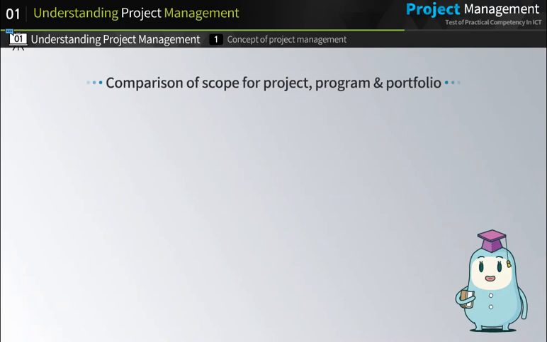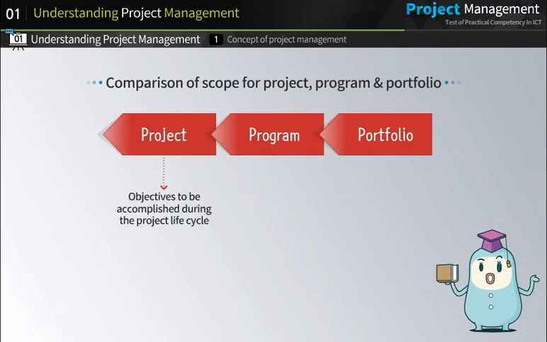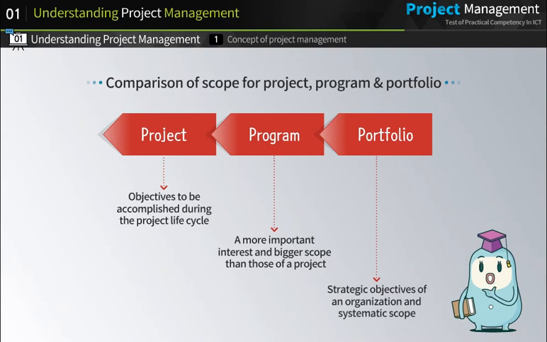Let's take a look at the three terms with regard to project scope. The scope of a project refers to objectives to be accomplished during its life cycle. A program has a more important interest and bigger scope than those of a project. And a portfolio has strategic objectives of an organization and systematic scope.